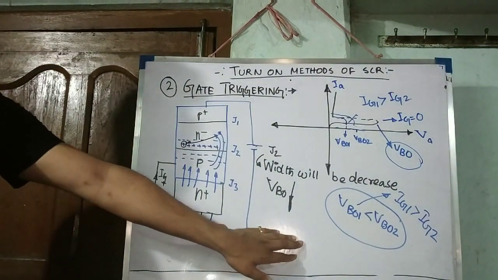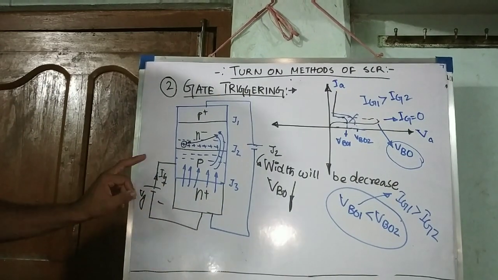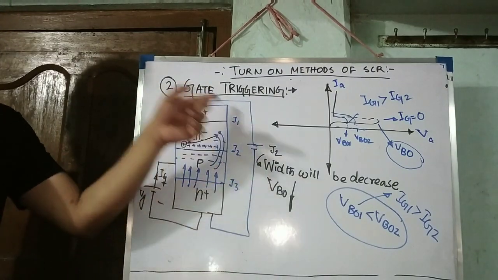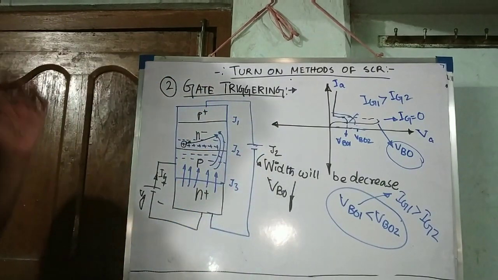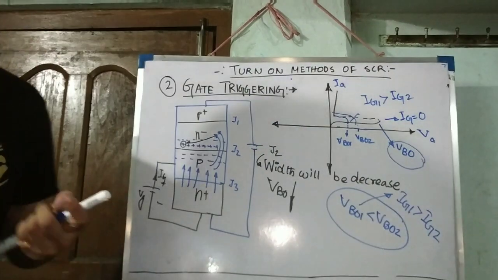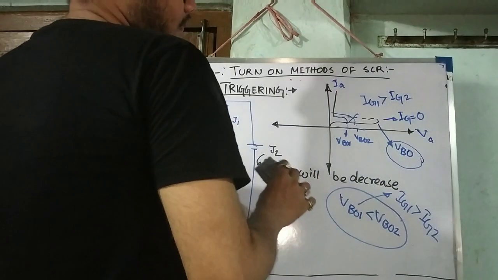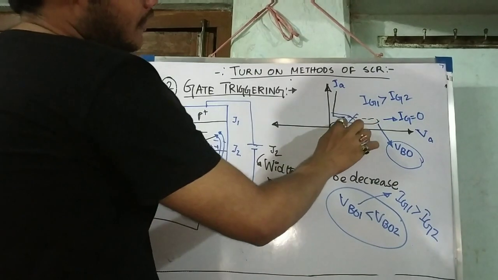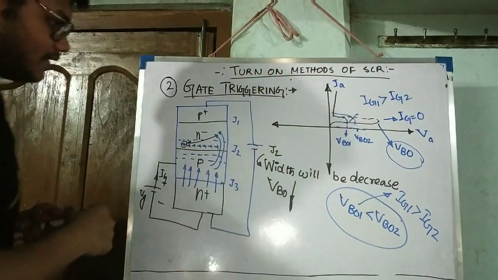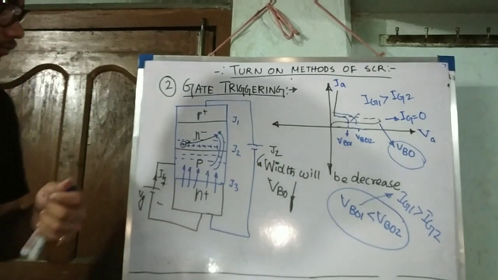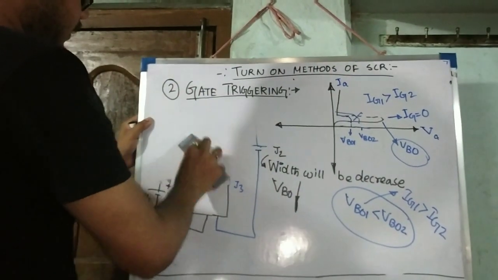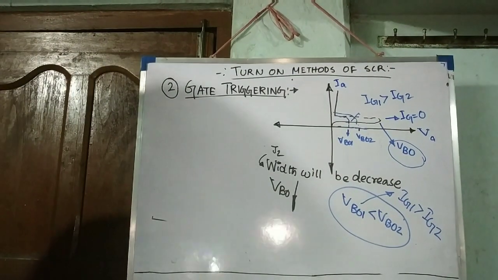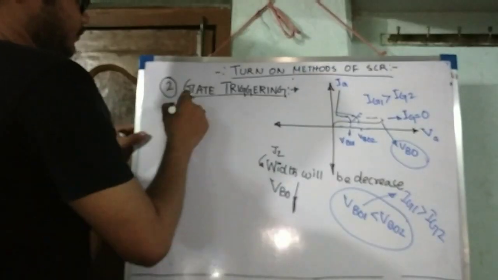So this is gate triggering. In gate triggering, what is happening? If you apply some positive voltage in the gate, some gate current will flow, and that triggers the device to conduct the forward current. And see, the VI plot changes like this whenever we apply some gate signal. And if I plot the gate current versus your breakover voltage, the curve will look like this.